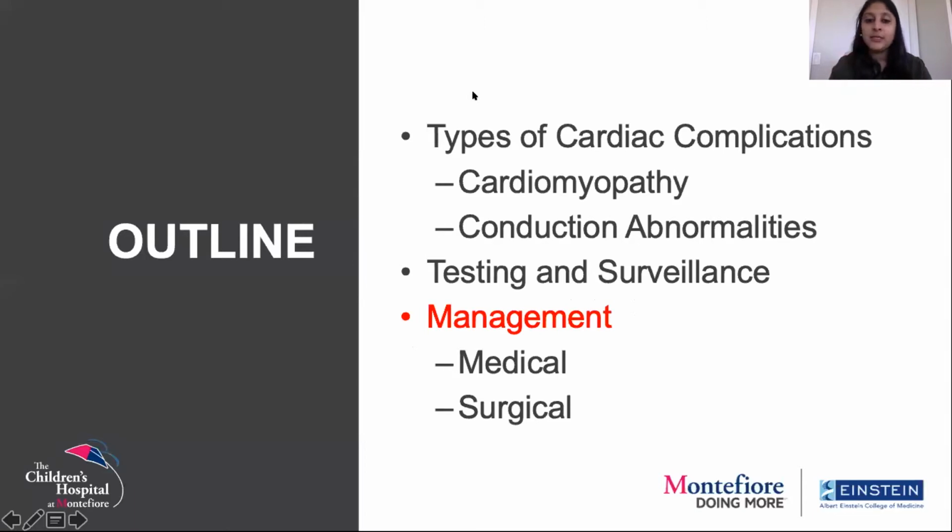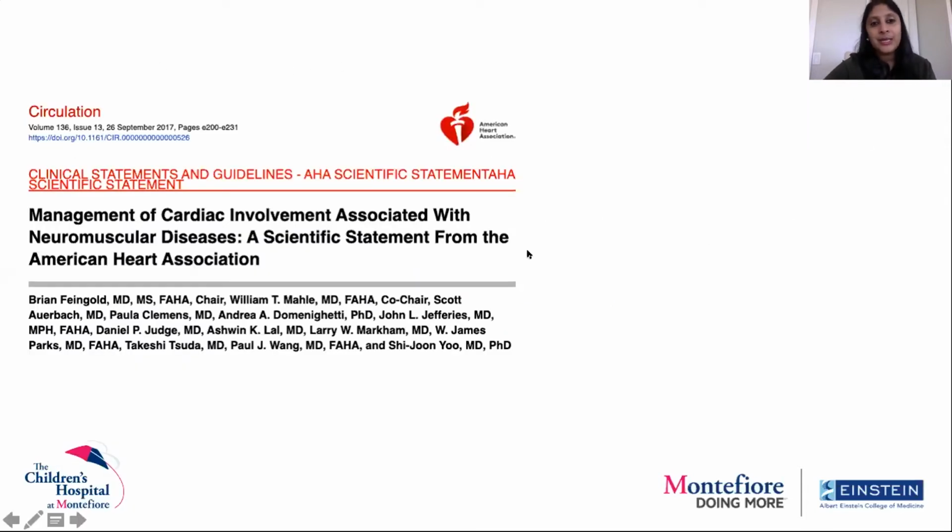So now let's talk about management. When it comes to management, there are two types of management that we can do. Medical management, which stands for medications, and surgical management, obviously, self-explanatory. So this is an example of a guideline by the American Heart Association. It's a scientific statement by them on how they think patients with neuromuscular disease who have any sort of cardiac involvement should be managed. And Dr. Delfiner showed you some other clinical care guidelines that came out recently as well.